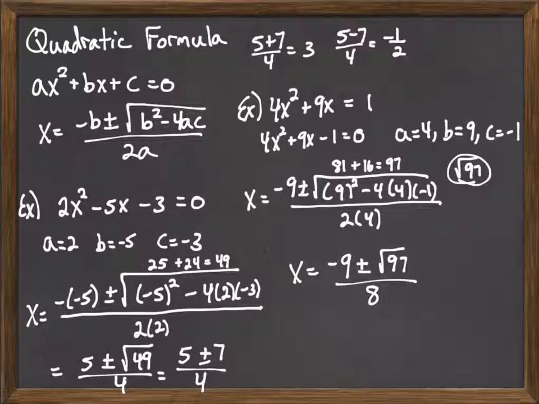And when you put this into your homework, you'd write your answers down as negative 9 plus square root of 97, all over 8, and then negative 9 minus square root of 97 over 8. But on an exam, you could leave that with a plus or minus.